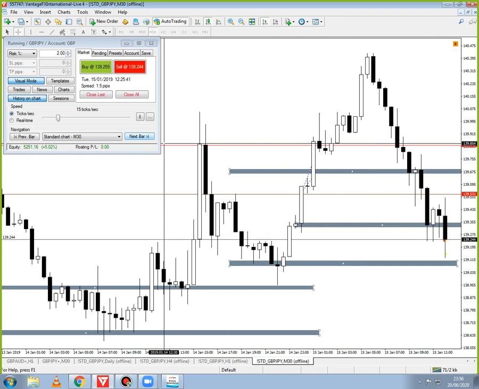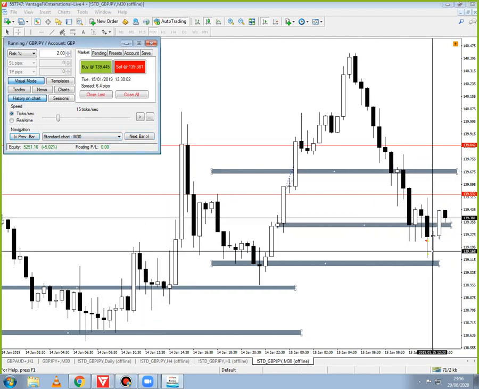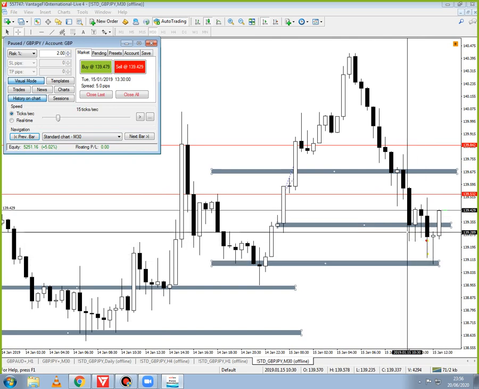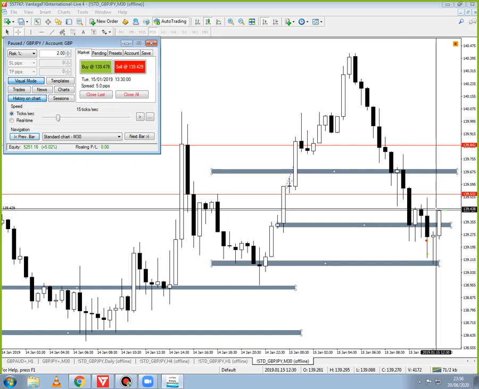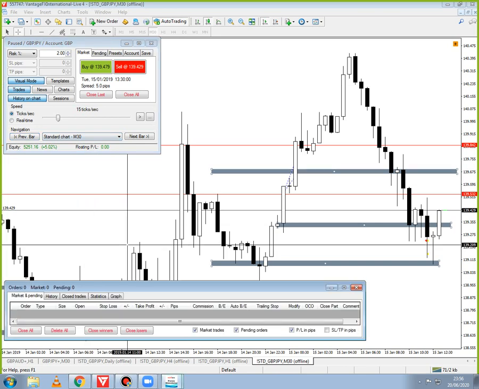So let's just skip and see what happened there. Yeah, so it did come down and tap into this area here, but now it looks like price is starting to go bullish. So yeah, I think we're going to call it a session there.